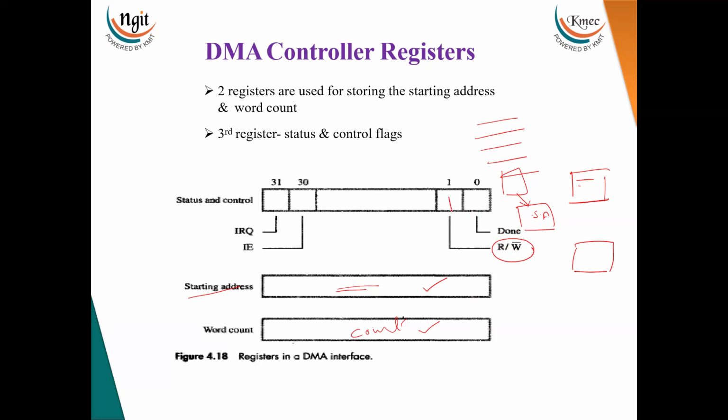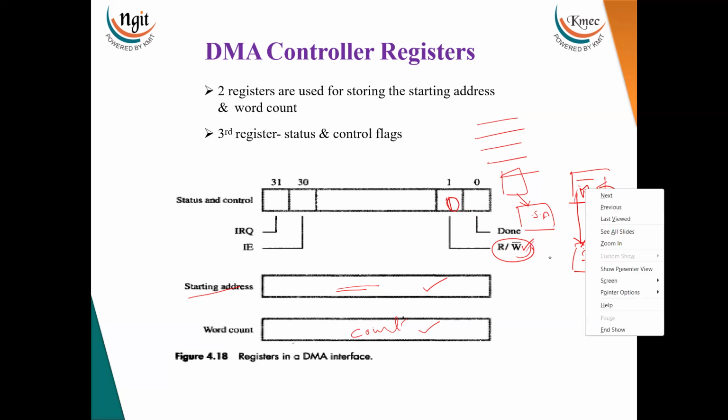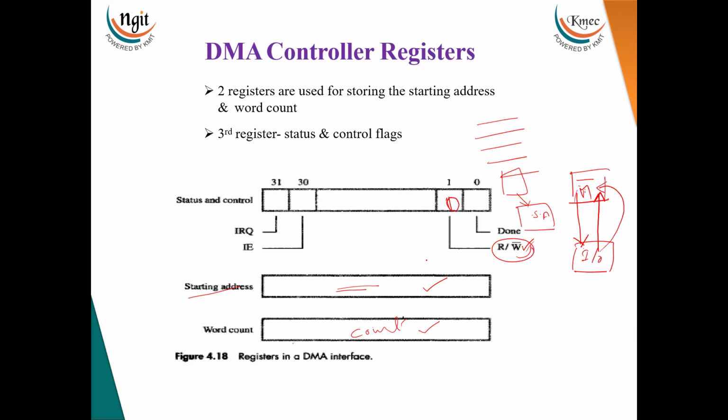Now if this bit is equal to 1, then the read operation takes place, meaning data transfer from the memory to the IO device. If this bit is equal to 0, then the write operation takes place, that is from the IO devices to the memory. Read means the IO device reads the data from the memory. Write operation means the IO device sends or writes the data onto the memory. This is what happens inside when the microprocessor initializes the DMA.